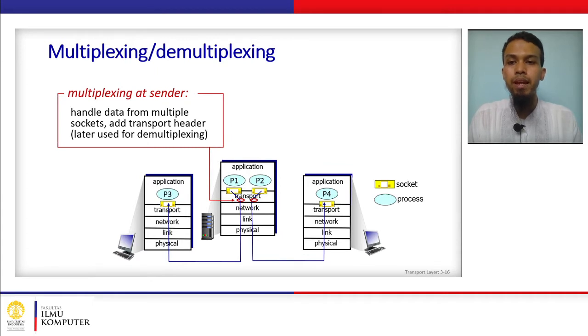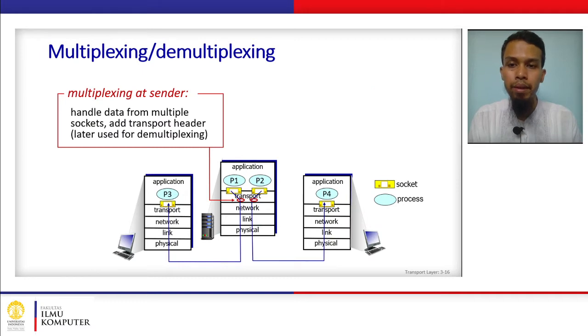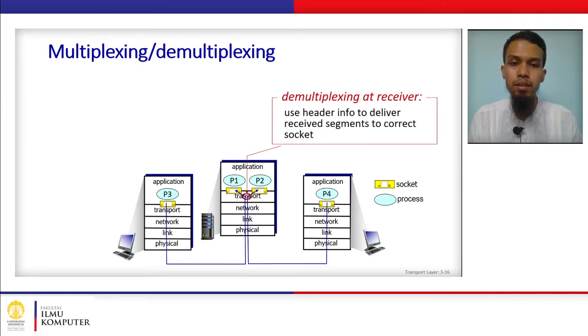Okay, multiplexing at the sender means that the transport layer handles data from multiple sockets and adds a transport header. This is later used for the demultiplexing, which happens at the receiver side. So multiplexing happens at the sender and demultiplexing at the receiver. The transport layer at the receiver uses the header info to deliver received segments to the correct socket.